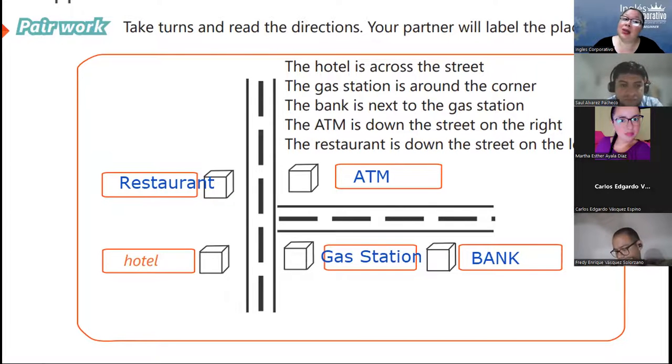Y hemos visto imperativos. ¿Cómo le vamos a decir a la gente que haga algo? Camine es walk, ¿verdad? Que le decimos que siga manejando, que maneje, sería drive. Le podemos agregar a las preposiciones de movimiento esos verbos. Walk, drive, ride. ¿Ok? Are we okay so far?